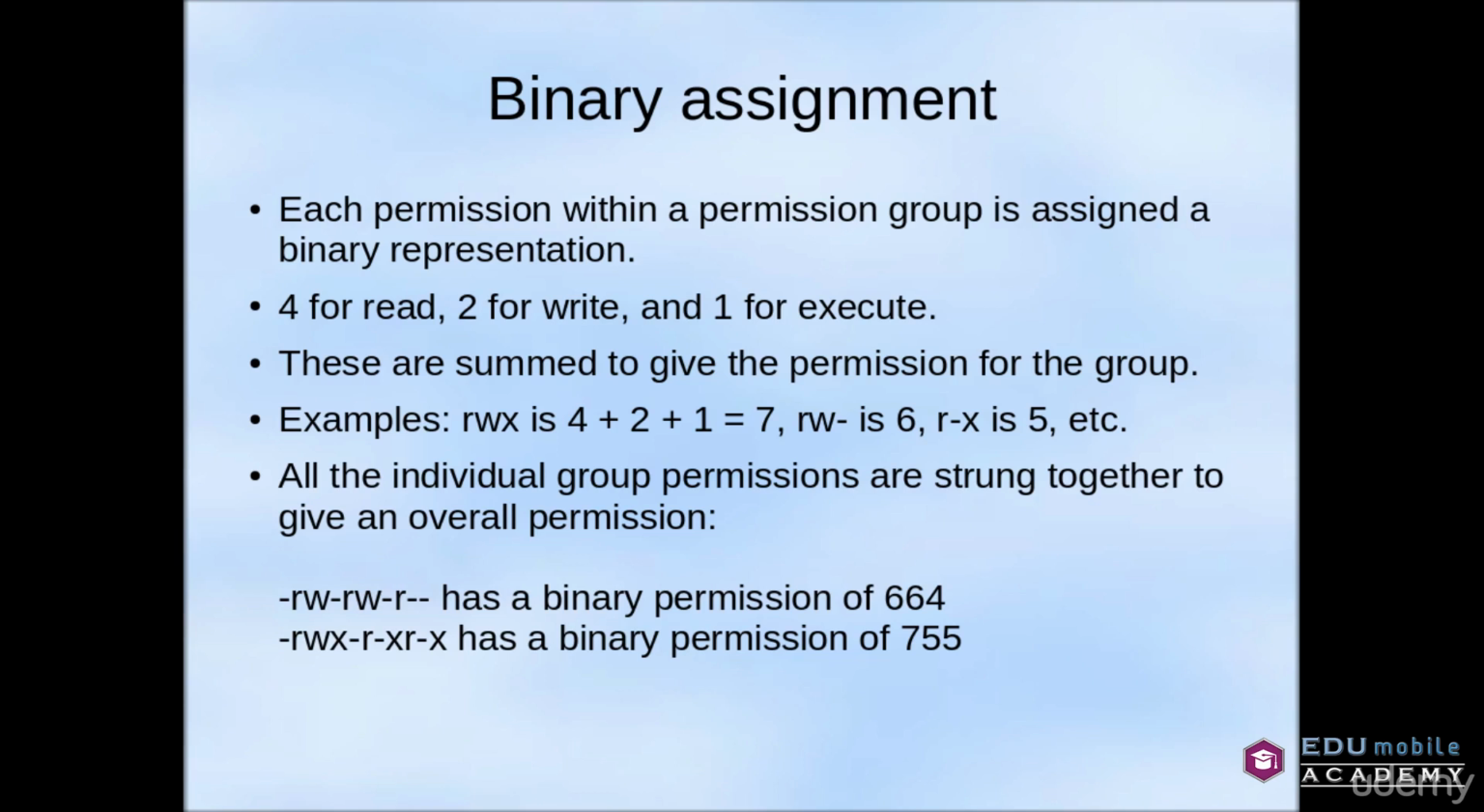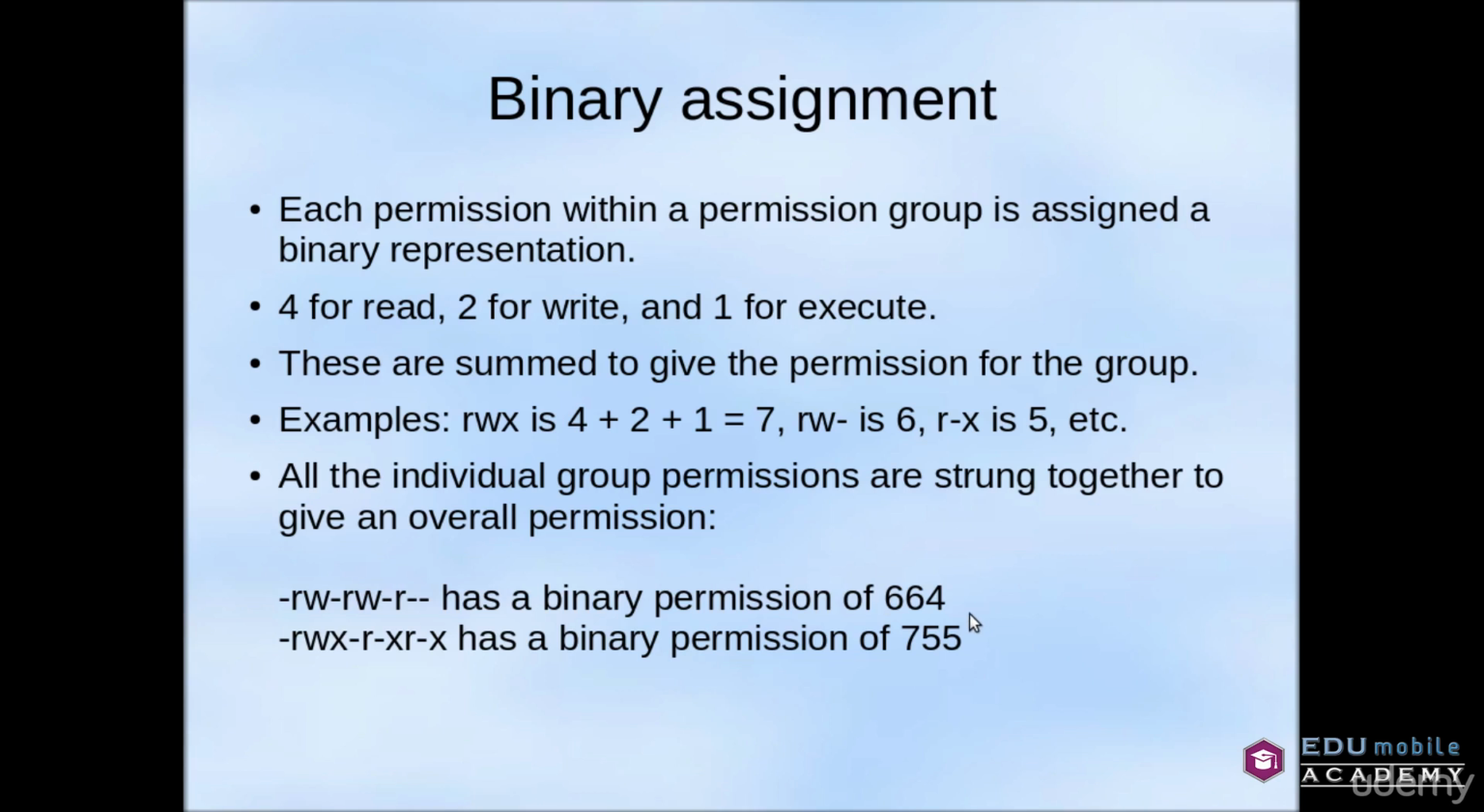Read and write is 4 plus 2. So we have read write on the owner, that's the first 6. Read write on the owner's group, that's the second 6. And then read only on everybody else, that's the 4. RWX, and then, let's see, did I get that right? That first dash there is wrong, but we'll go on anyway. If we have read, write, and execute on the file's owner, and read and execute on the owner's group and everybody else, this would have a binary permission of 755.